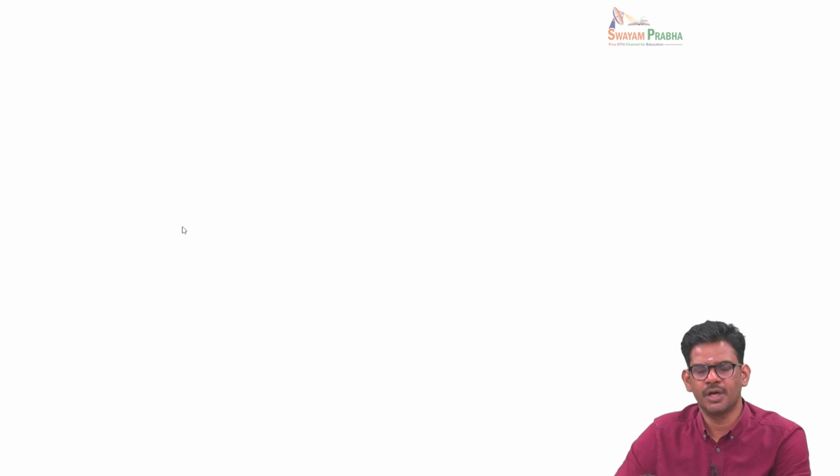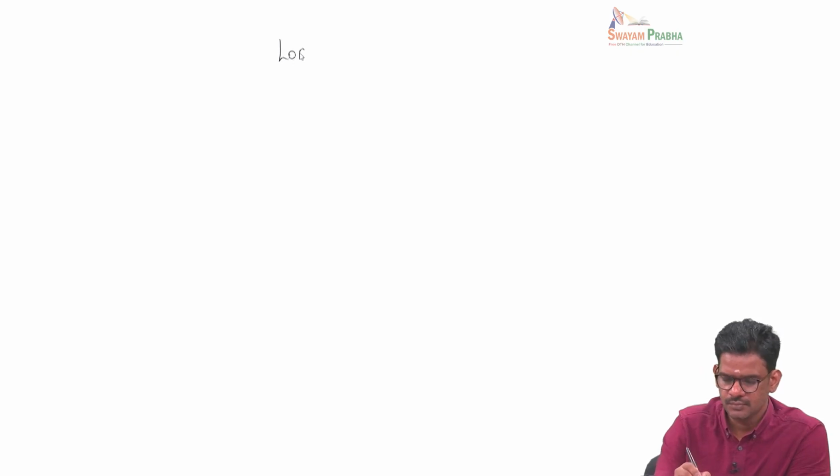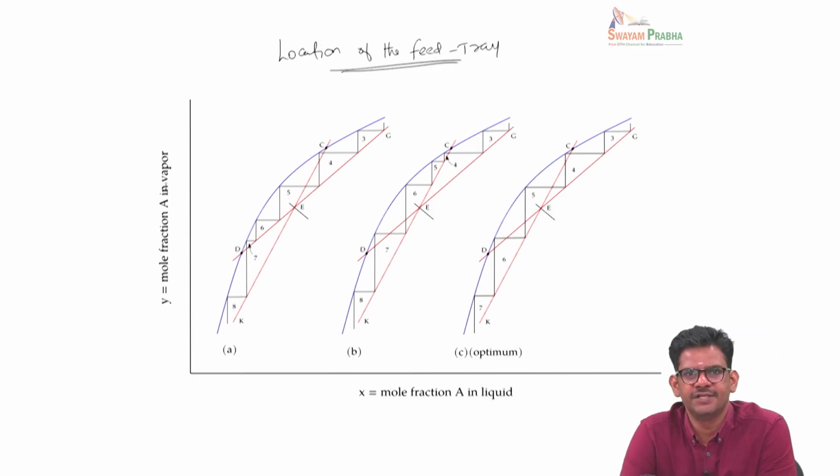Now let's talk about how we find out the location of the feed tray. The location of the feed tray can influence the number of theoretical stages. So it is important to find out the optimum location for the feed tray, so that we can operate the distillation column at the optimal number of trays. To illustrate this effect of feed location on the number of stages, we have taken some examples here.